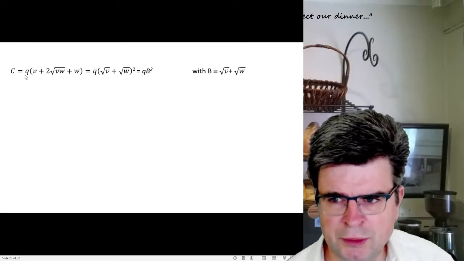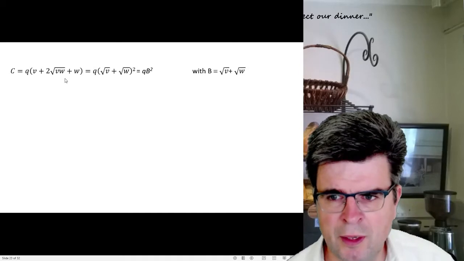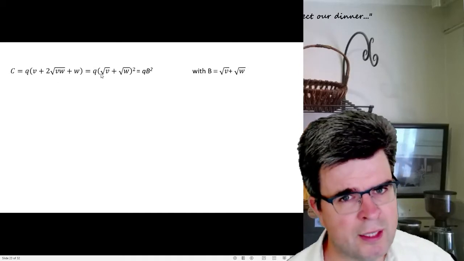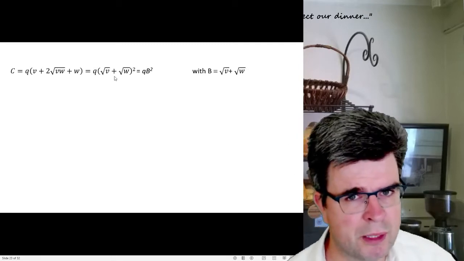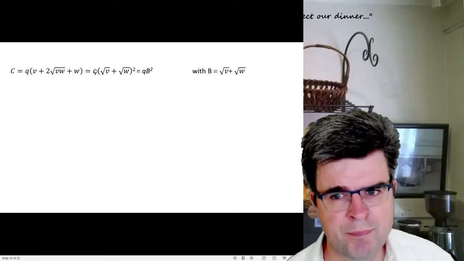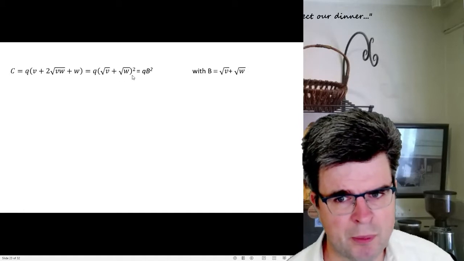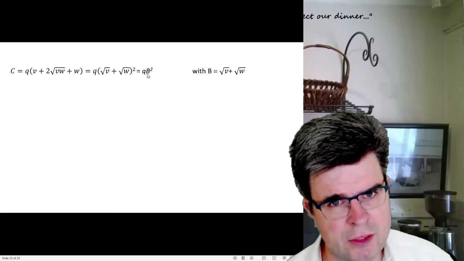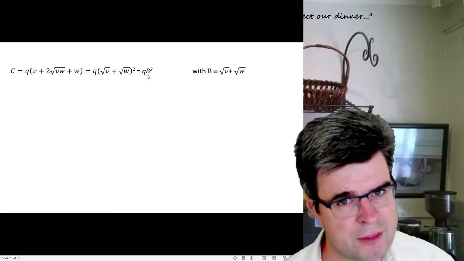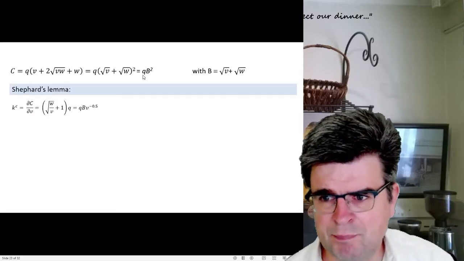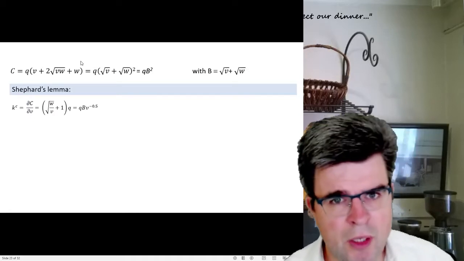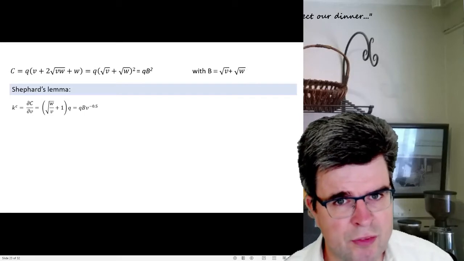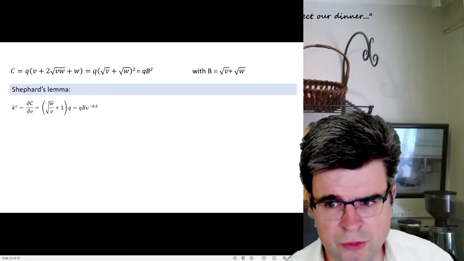So our cost function, this is the original cost function, and you can note that the term within parentheses can be rewritten as square root V plus square root W, squared. We define this to be capital B, so our cost function simply reads Q times B squared. That said, we apply Shepard's lemma. Shepard's lemma says that the contingent demand for capital is derived as the derivative of the cost function with respect to the cost of capital.